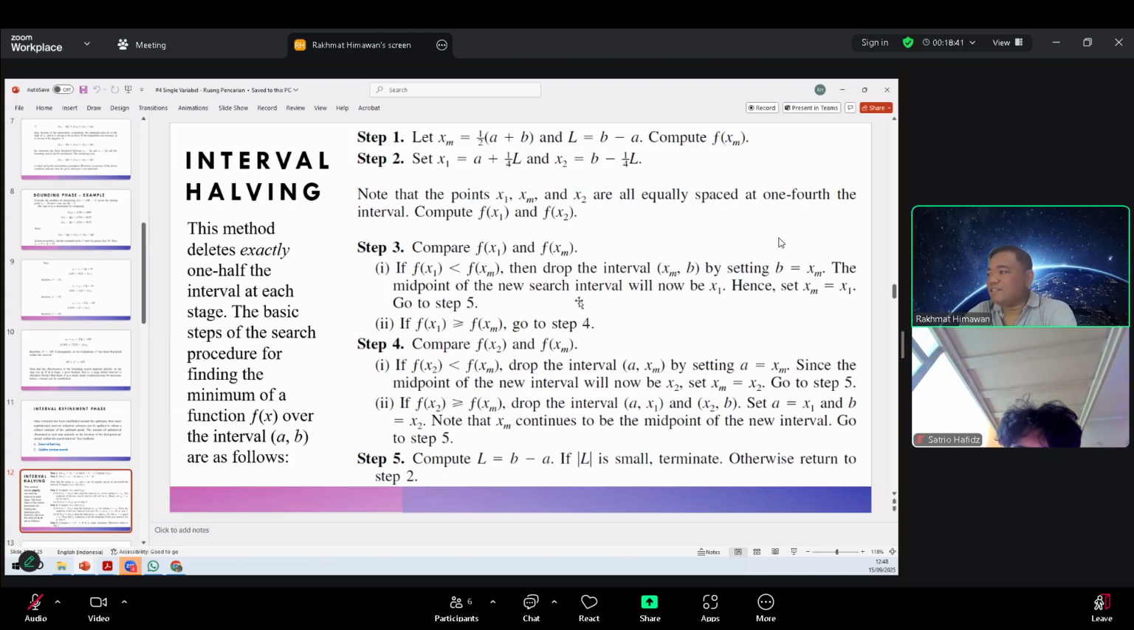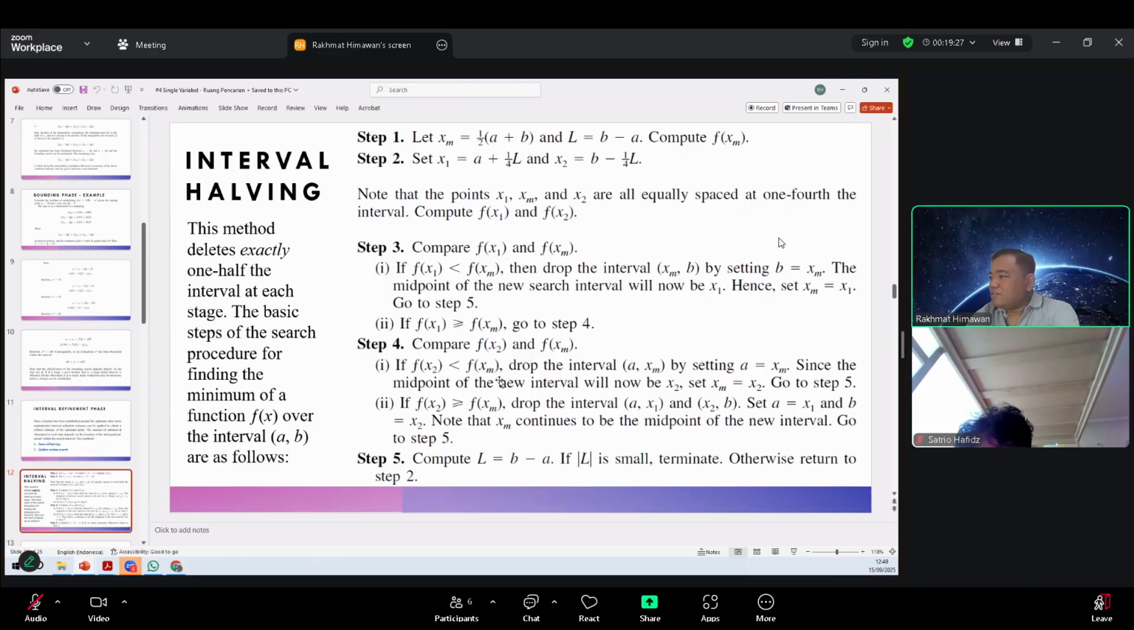But if fx1 is greater than fxm, that means you're not on the correct side. You need to go to the other side, which is step 4, between xm and x2. So now you're comparing fx2 and fxm. Check if fx2 is less than fxm, that means you want to go to the right side of xm. You drop the interval a to xm, which means between a and xm is bigger. You want to go lower, so you want to go to the right of xm. You don't want to go to the left side. The left side of xm is interval a to xm, while the right side of xm is interval xm to b.